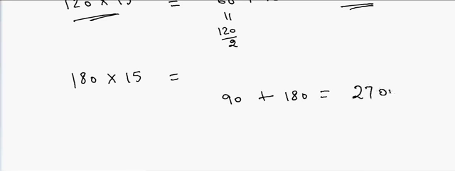Again, if I have 180 to multiply by 15, that will be equal to half of 180 is 90, plus 180, so 18 and 9, that's equal to 27, two zeros in the end. So that's our answer.